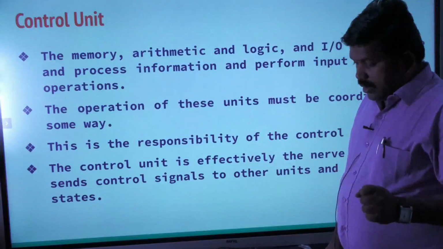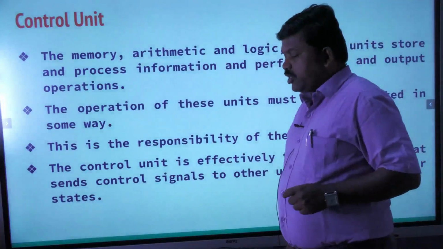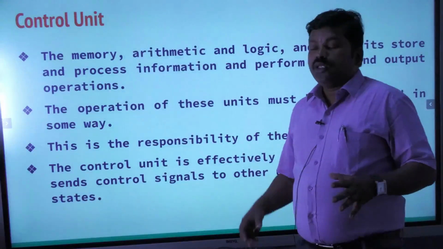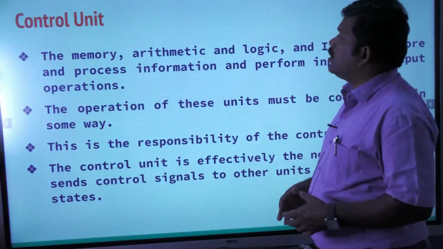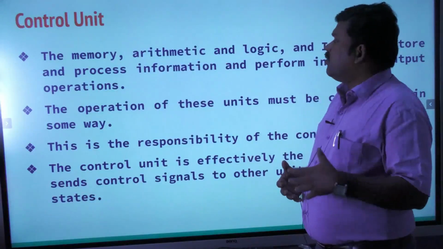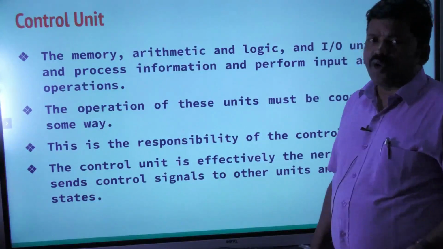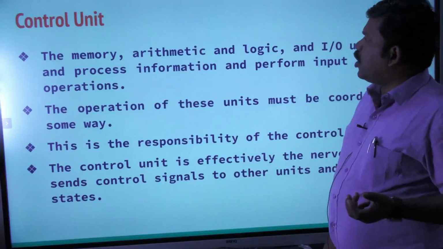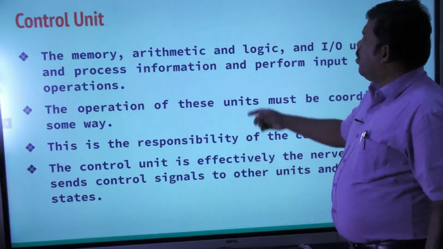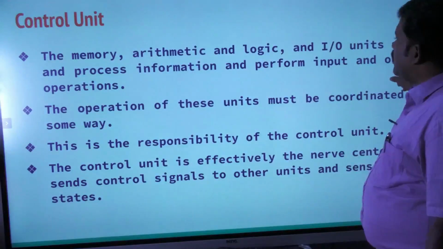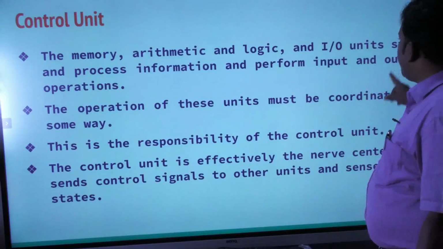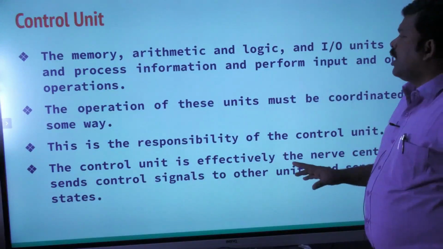And the heart of the central processing unit is the control unit. The control unit controls the overall operations of the computer through system generated control signals. We have two different categories of control signals: hardware generated control signals and software generated control signals. The memory, arithmetic and logic, and IO units store and process information and perform input-output operations.